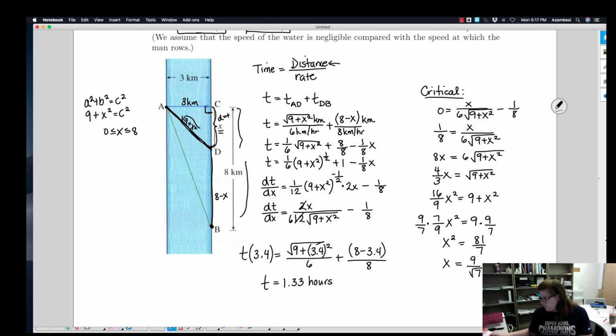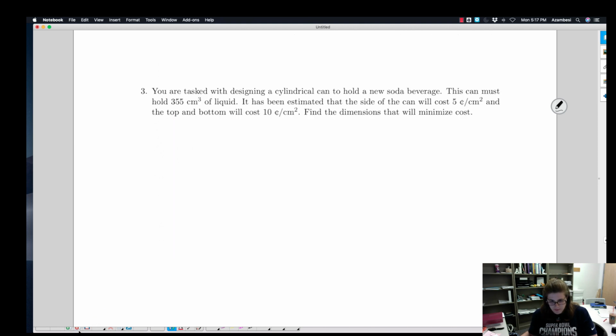Note that for these applied problems, I will allow you to use a regular non-graphing calculator, so you will have that ability. All right, so moving to the next problem.